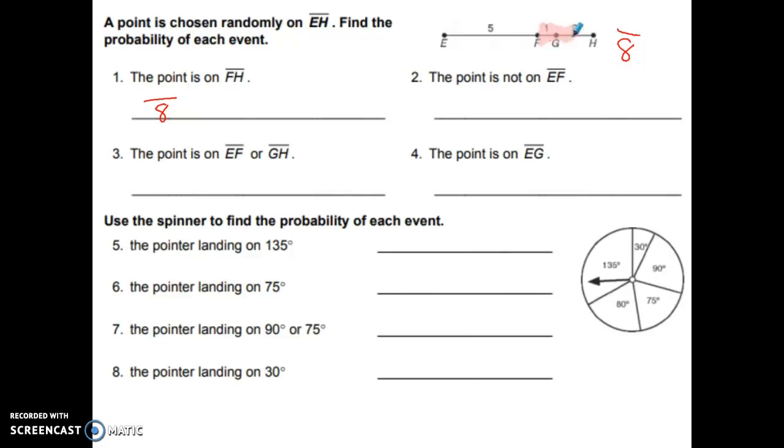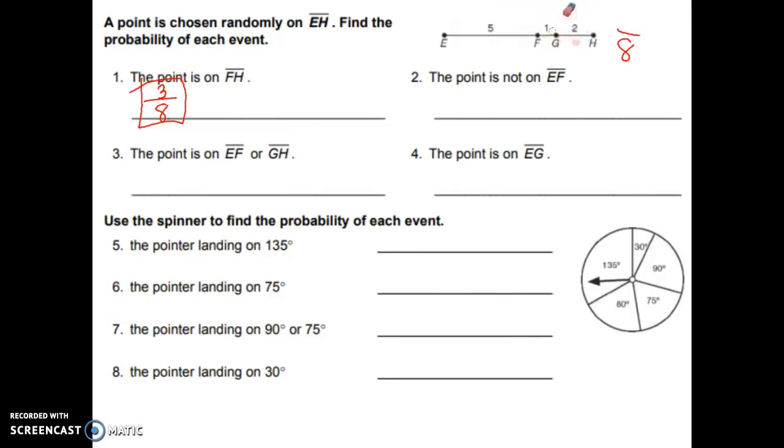So I want this entire segment right here. I add both of these up, and that's going to be 3 out of 8. That's it. That's my answer. Then I'm going to say, which one should I do? Let's do number 3. Number 3 says segment of EF or GH.